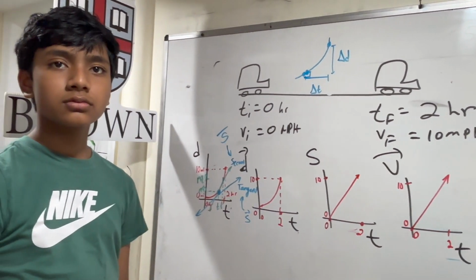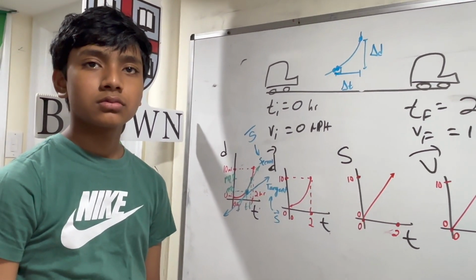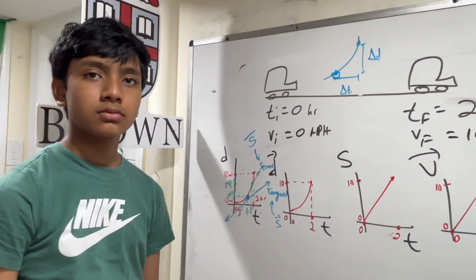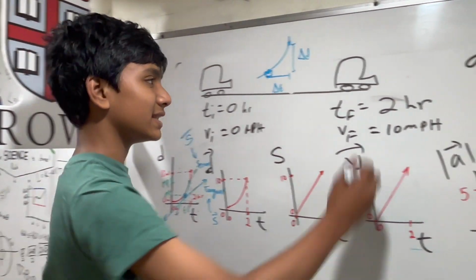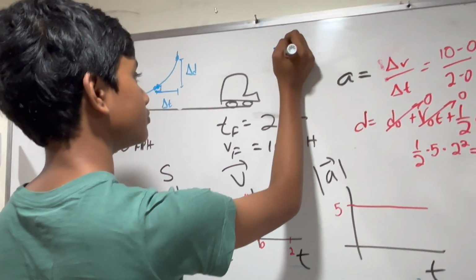When cops pull you over, do cops give you a ticket for average speed or instantaneous speed? Well, instantaneous speed. Good.